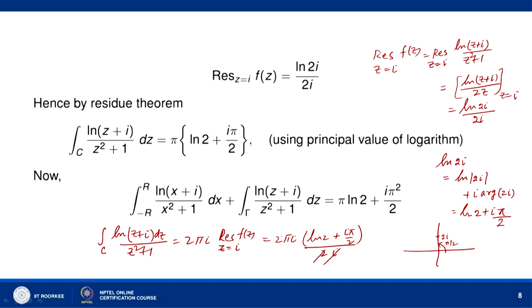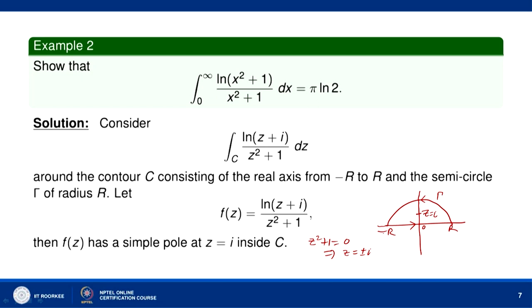So we get pi times (ln 2 plus i pi by 2). We get this using the principal value of the logarithm. Now we can write the integral over C of f(z) dz as the integral from minus R to R of f(x) dx, because we are moving along the real axis, plus the integral over gamma of f(z) dz.